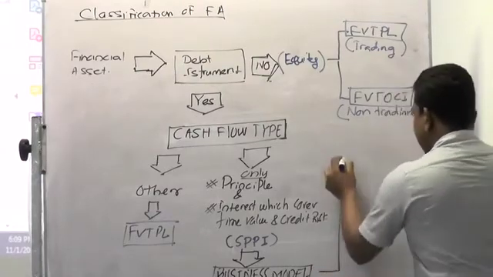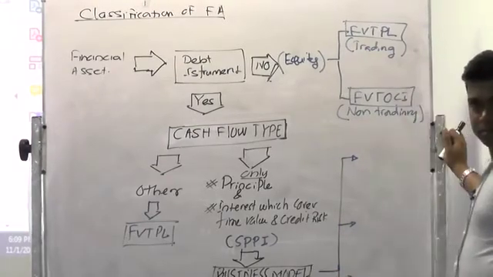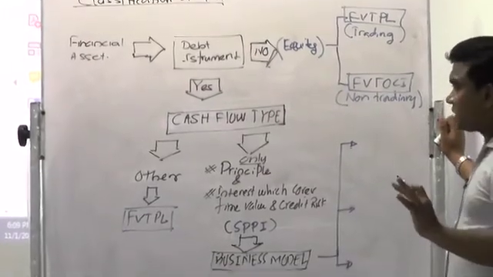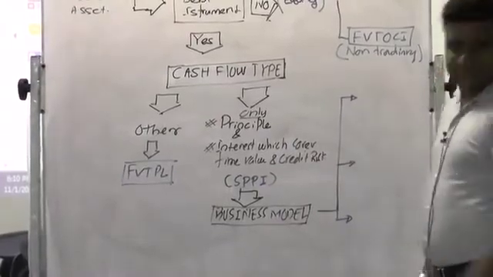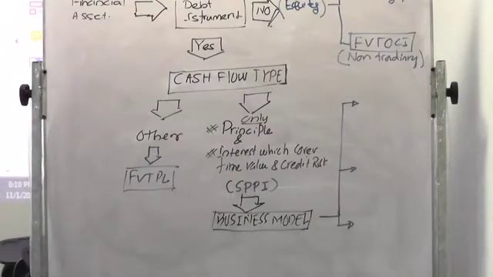The business model will be divided into 3 categories. Business model means how long the entity keeps the asset. Cash flow means what cash flows you are expecting. I told you principal and interest only, or more than that. According to that we have divided it into 2, SPPI and other. Then the SPPI instrument is checked for the business model: how long the entity keeps the instrument.